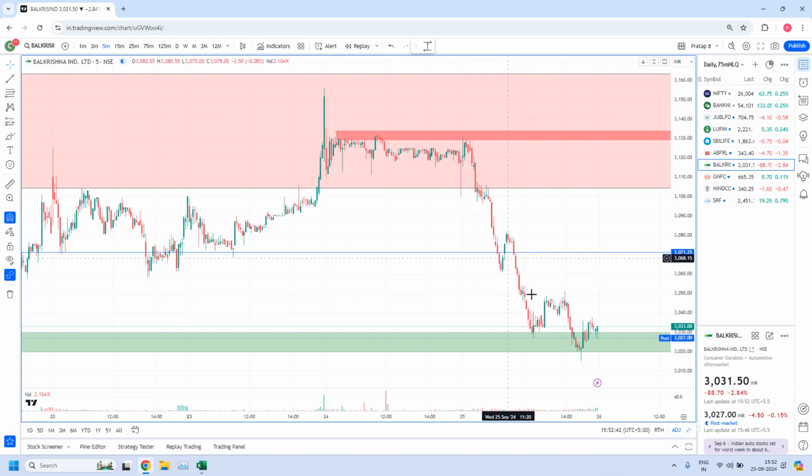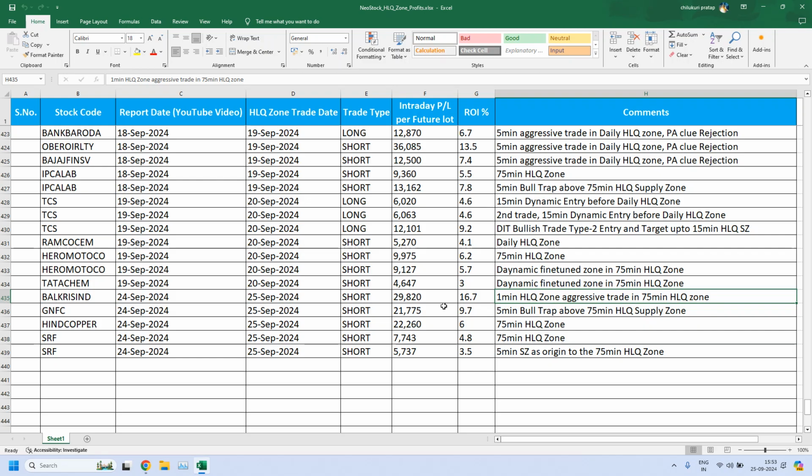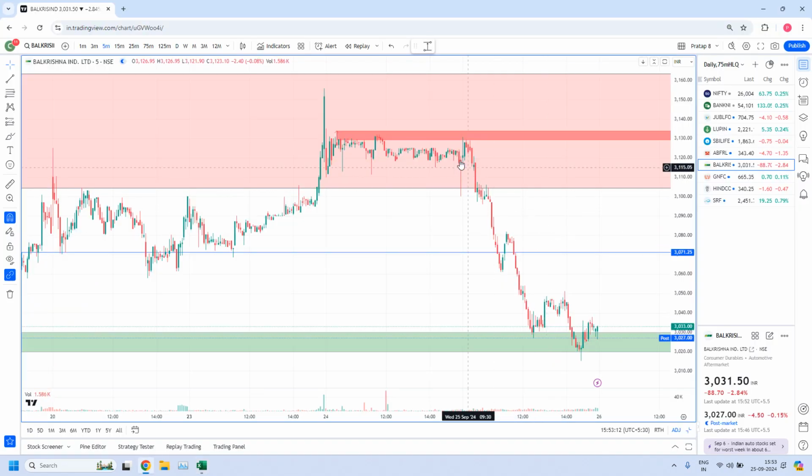This is a clear opportunity, but where you exited, that is all depending on your exit criteria. But the opportunity has given this much. Depending on your exit criteria techniques, maybe you might have exited earlier or you might have captured up to here. That is a different story. But the maximum opportunity it has given is 16.7% ROI.